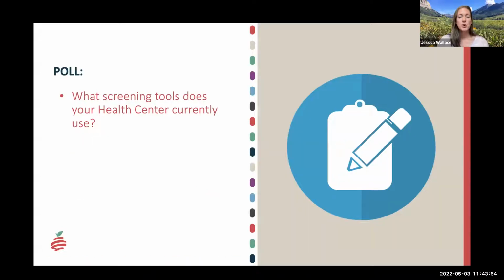So what we're going to do with these polls is not necessarily have to review every single one individually, but this is a chance for you all to hear what your clinics and health centers might be doing. So what screening tools does your health center currently use? And so we'll take a minute just to see what folks have to share. Couple more seconds if you haven't written anything in yet. Want to offer up your experience?